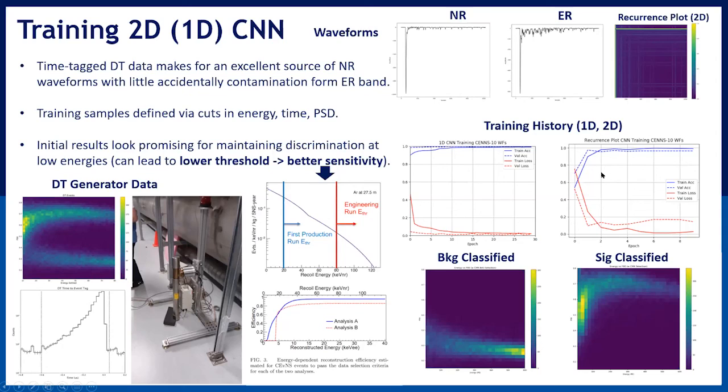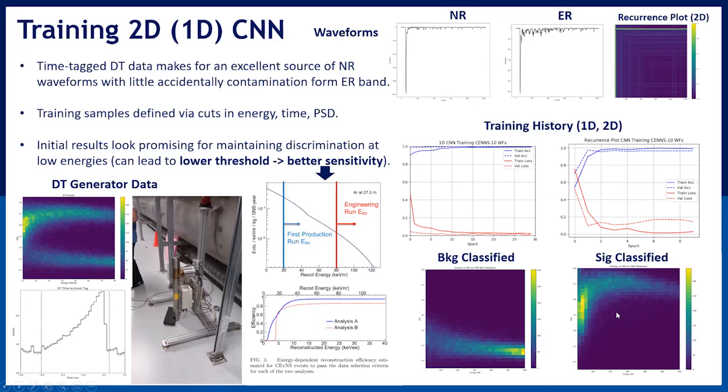Then I realized, it's only a waveform, right? It's just 1D data. So we can actually use a 1D CNN only. We don't need to use 2D. In this case, a 1D CNN was developed, and you can see the result here. And here are the background classified and signals classified.